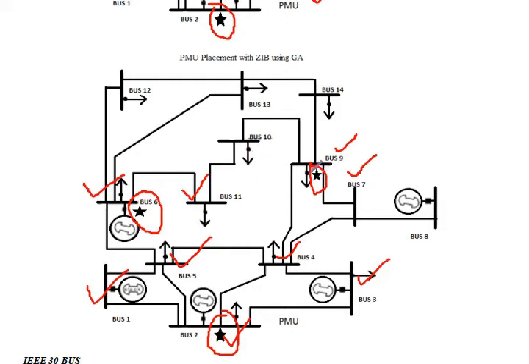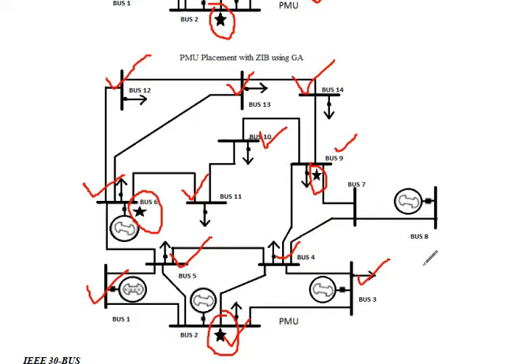This bus is connected to this PMU bus, this is also observable, and this PMU bus is connected to this bus, observable. All this is also observable, this is also observable. So we are left with these two buses. With the three PMUs we have made all the buses observable except these two buses.